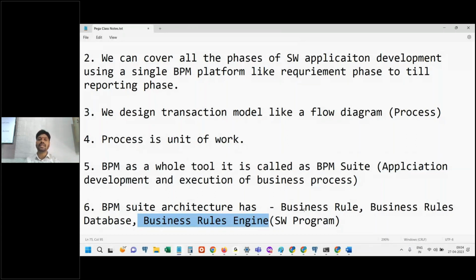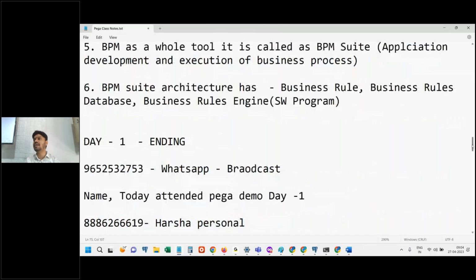Overall, BPM is a methodology, and PEGA is a tool, PRPC. PEGA PRPC is a tool which is built for application development without coding. It is built based on BPM methodology. Because it is built based on BPM methodology, it is called a BPM tool.